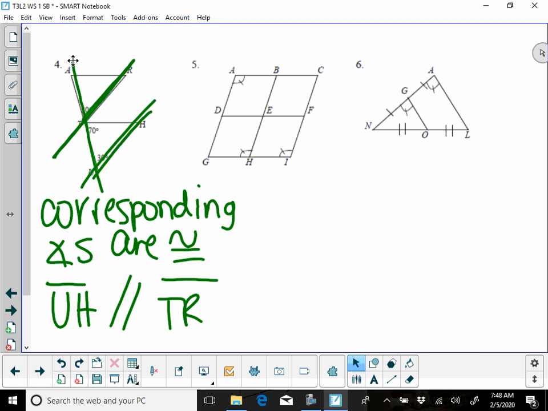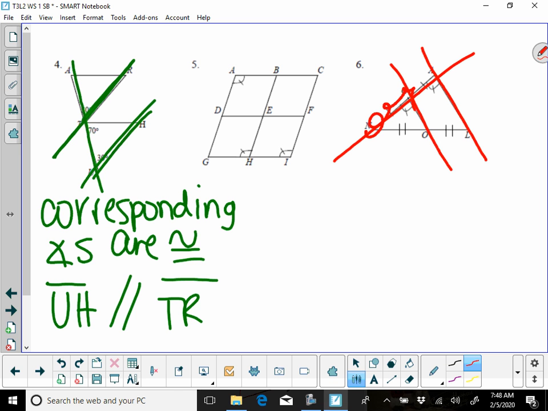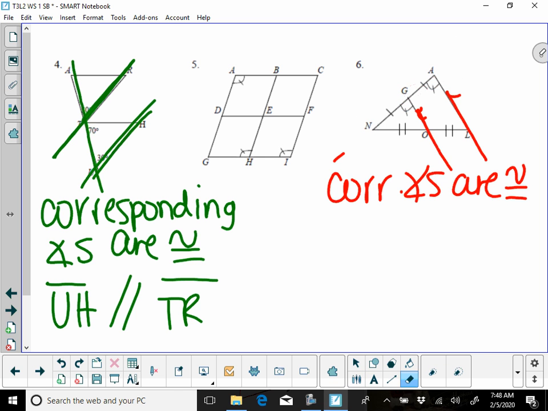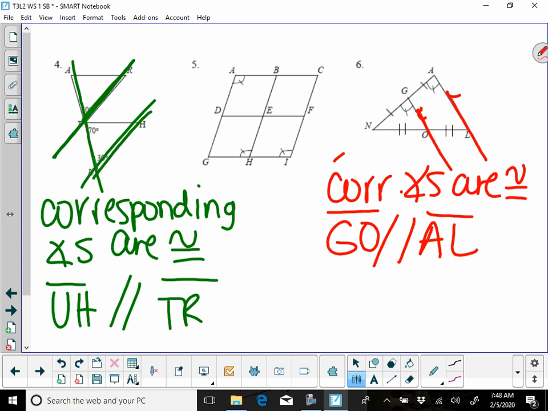All right, so let's jump over here to number 6. Okay, so again, if these are your 2 parallel lines and this is your transversal, then right here I have another F. F is corresponding angles are congruent. Okay, and that would make the lines I've drawn over them GO parallel to AL. Okay, with NA being your transversal there.